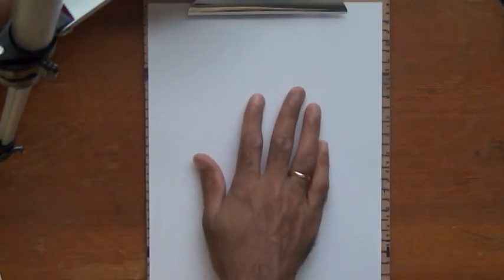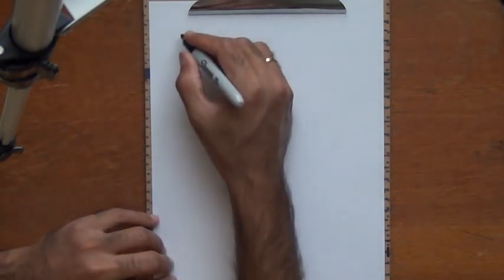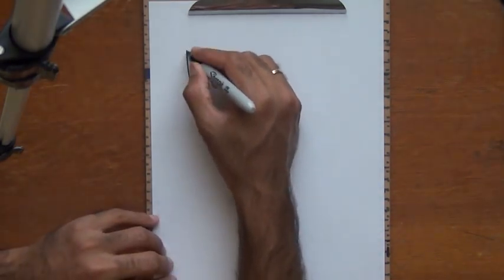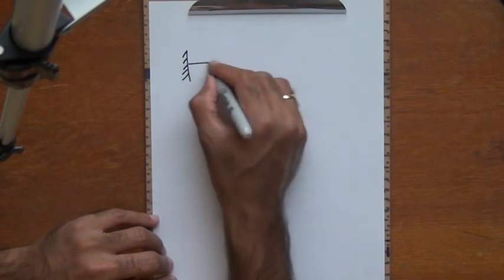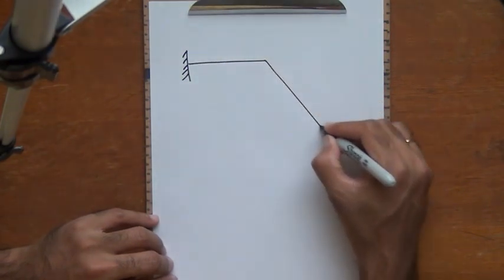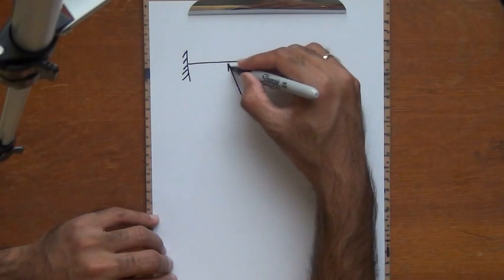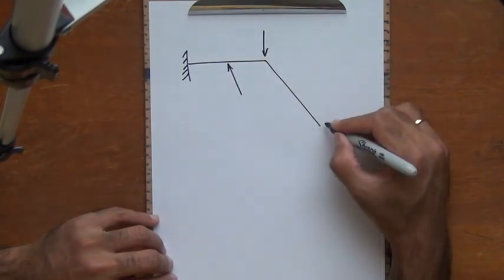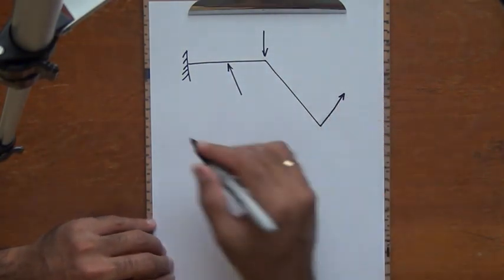So I redraw my system here. I choose a positive x and a positive y coordinate system. First of all, here was the problem given to me, and there were several forces acting. There was a force acting here, there was a force acting here, and then there was a force acting here.